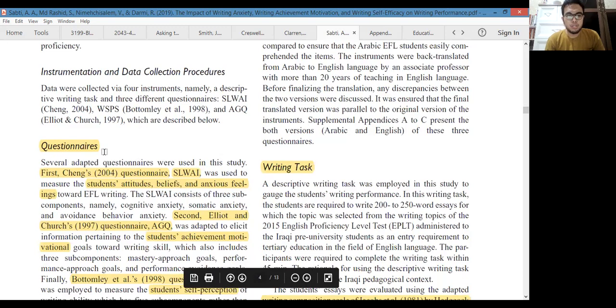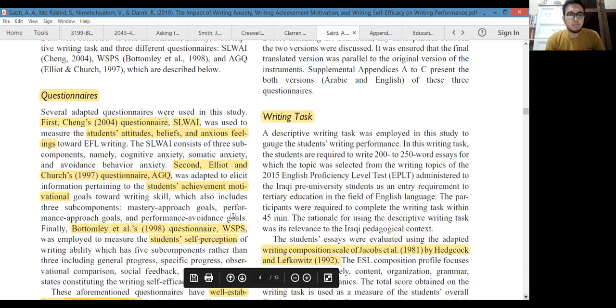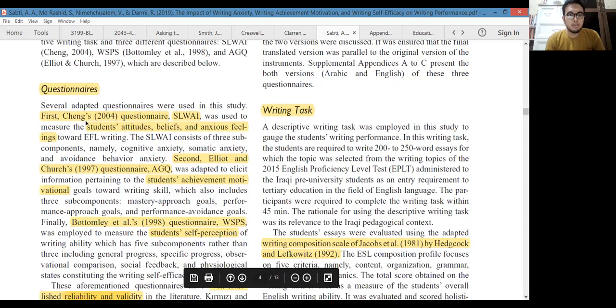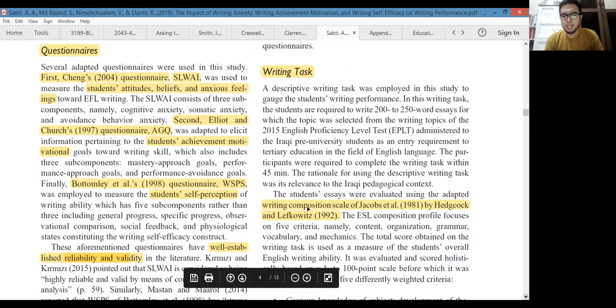And then these are the instruments for data collection. They use three questionnaires here. The first one is from Chang, the second one is from Church about student achievement motivation, and Bottomley's questionnaire for student self-perception, and the last one is the writing task, to know the writing performance. They use the writing composition scale from Jacobs.